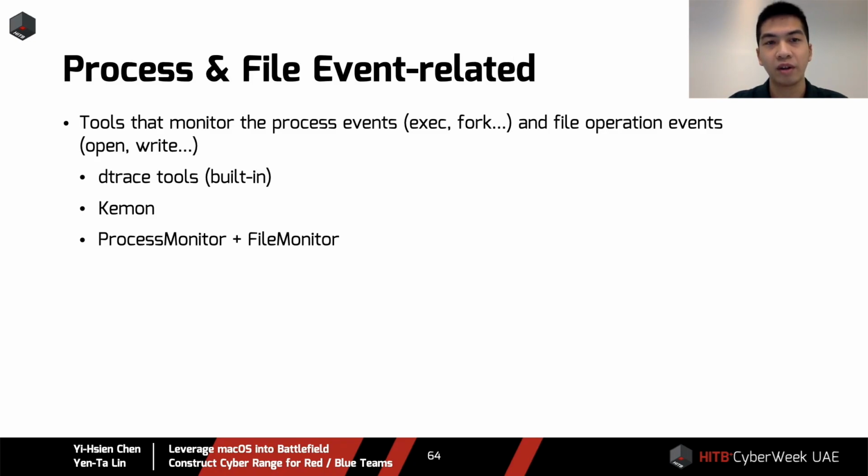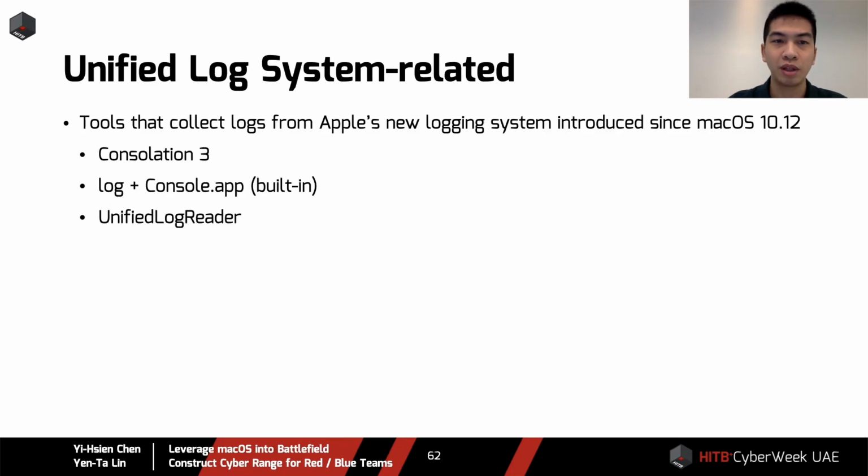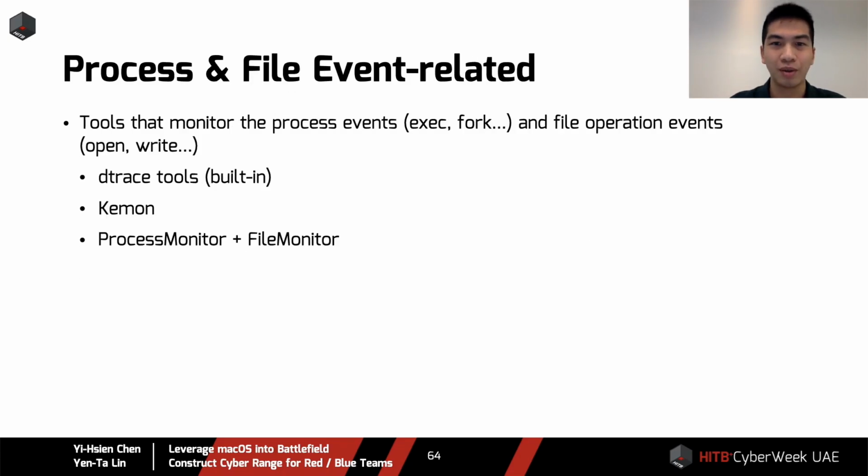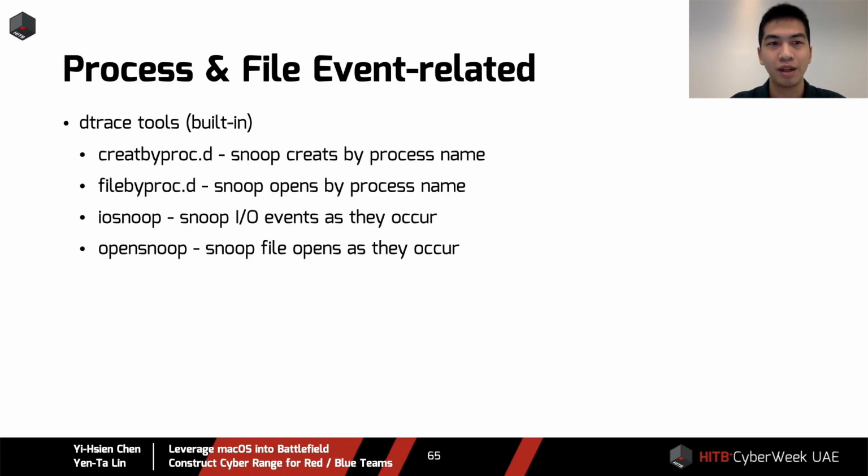Process and file event related tools monitor the process events and file operation events. There are many ways to monitor these events. We can use the built-in dtrace tool, a kernel extension like KeyMon, or user applications like Process Monitor or File Monitor. There are many built-in dtrace tools. Each of them has its capability to monitor certain events. Under clever arrangements, these tools can provide useful logs for analysis.